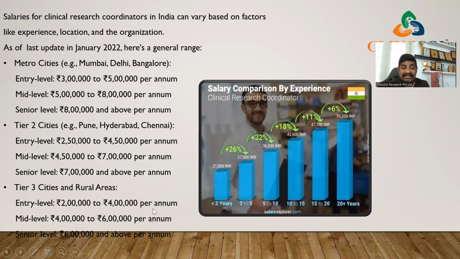Tier 3 cities are, for example, rural areas or rural hospitals. Its entry level is 2 lakhs to 4 lakhs, and mid-level is 4 lakhs to 8 lakhs. And every 2 years, there is a possible growth of 26%. So the possible growth of the CRCs is being given here clearly.